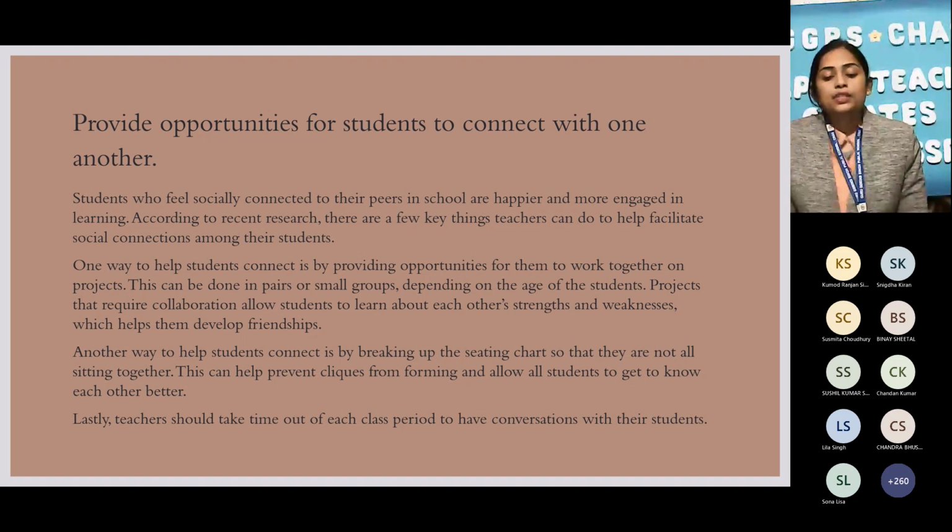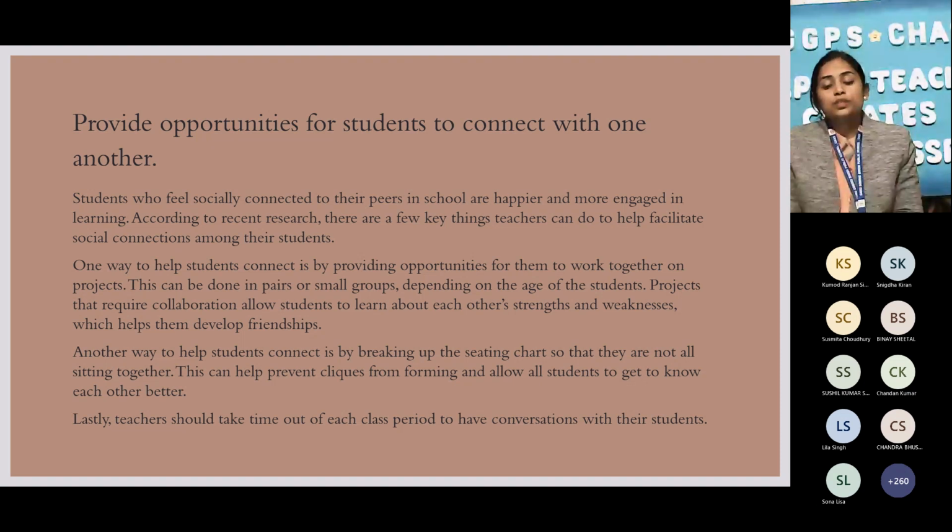One way to help the students connect is by providing opportunities for them to work together on a project. We are assigning a lot of projects where a group of students are using their intelligence and their skills to make the project. So that is also an opportunity platform for them. This can be done in pairs and small groups. Depending on the age of students, projects that require collaboration allow students to learn about each other's strengths and weaknesses. That is peer learning, where they learn their strengths and weaknesses, which helps them develop friendship with each other too. That is also very important.